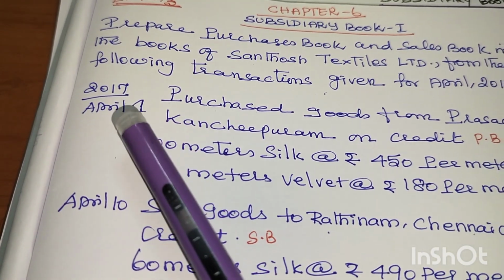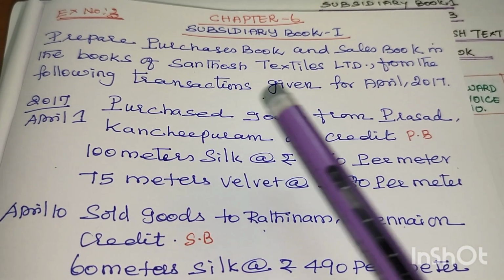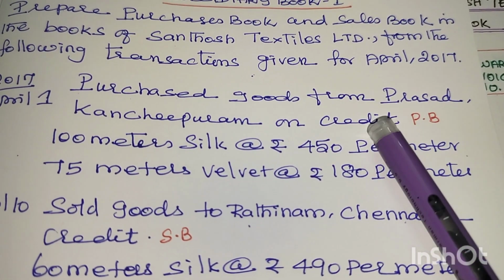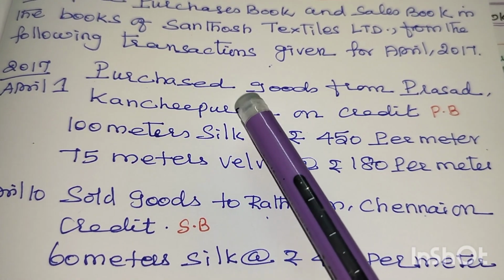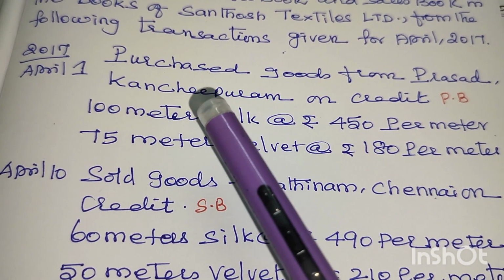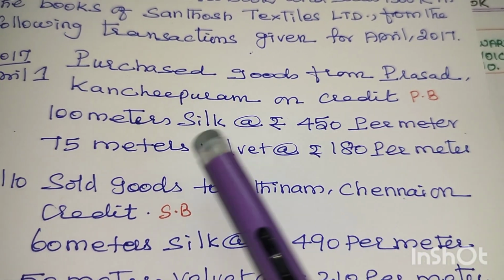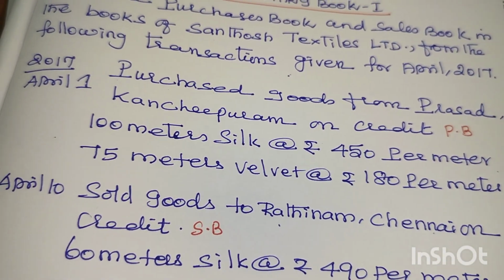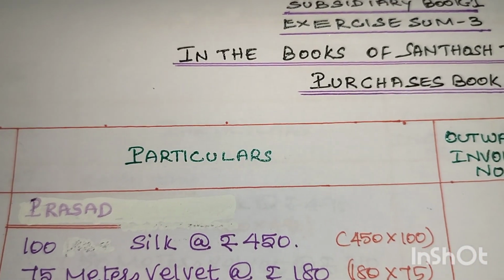So first transaction is 2017 April 1. Purchased goods from Prasad, Kanchipuram on credit. So what does this transaction tell us? This transaction clearly tells us this is the credit purchases. So you can enter this transaction into your purchases book. What are the details given here? 100 meters silk at rupees 450 per meter and 75 meter velvet at rupees 180 per meter. So we are going to present this transaction into the purchases book.